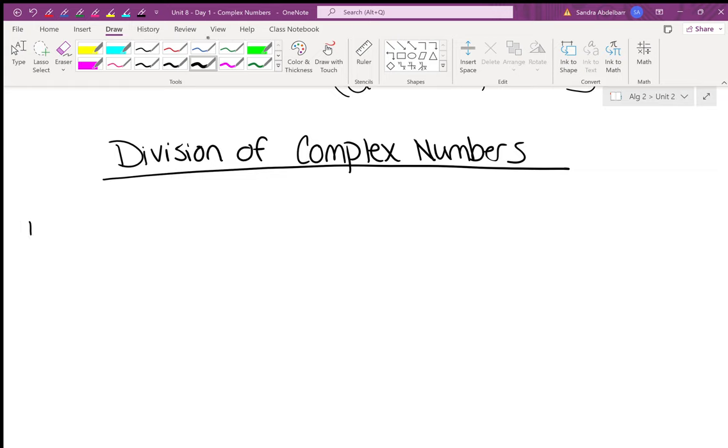So let's start off simple. Let's say I have 2 over i. I can't leave it like this. Why can't I leave it like this? Because i represents a radical. We can't leave radicals in the denominator. We can't leave i in the denominator. But what can I multiply i by to get rid of the radical? Itself, exactly. So I'm going to multiply top and bottom by i. So we end up with 2i over -1, which is the same as just -2i.